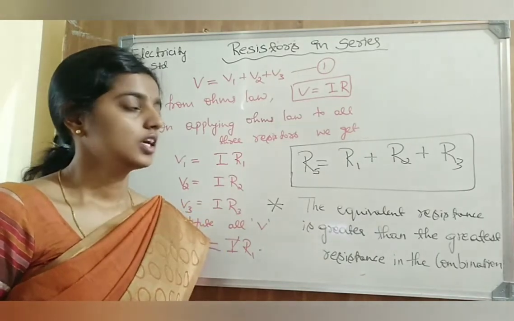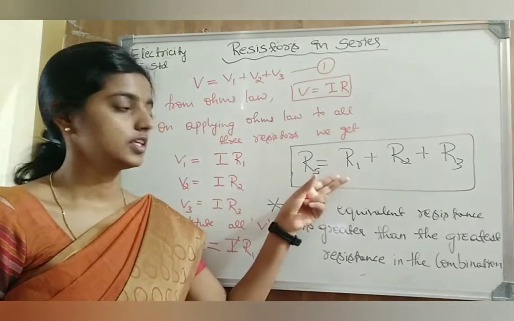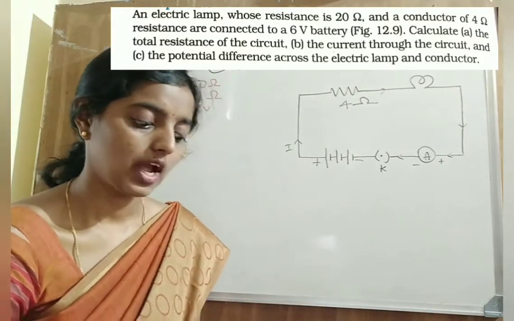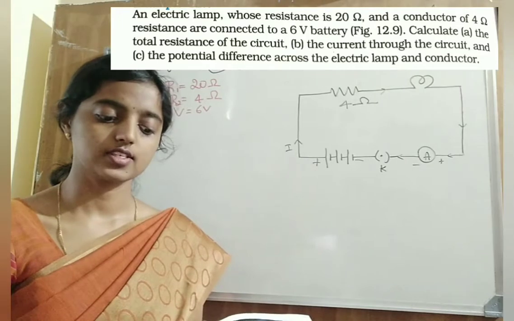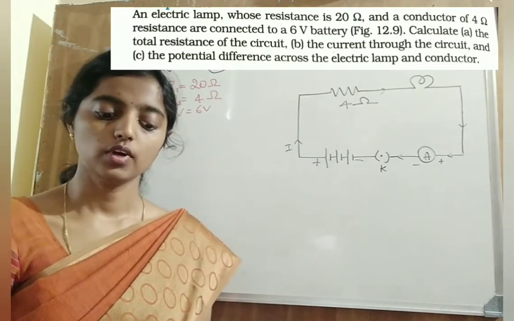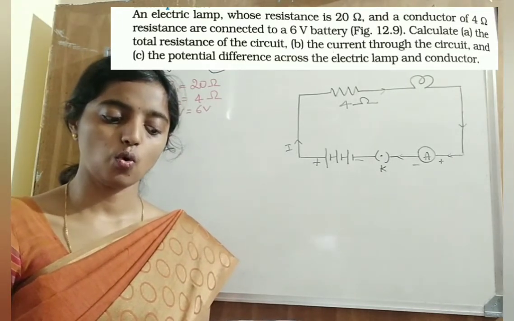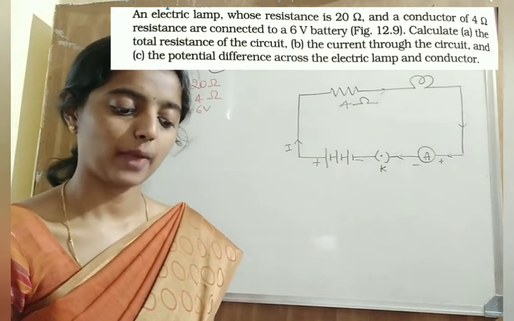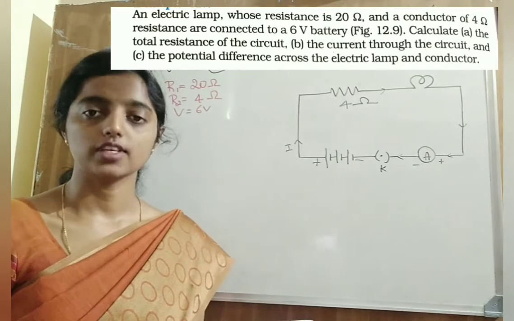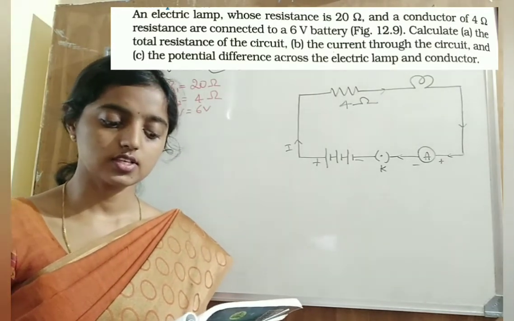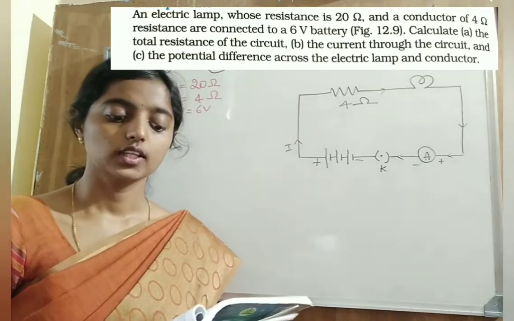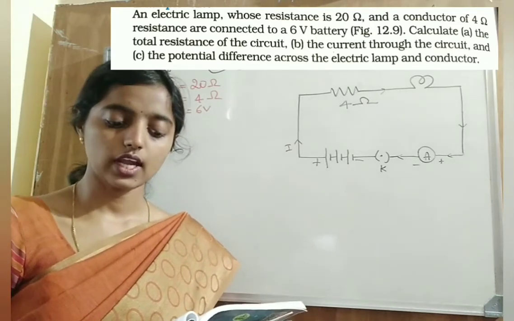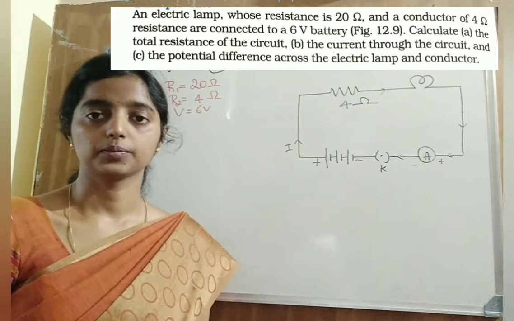Now we'll see how to solve the problem using this formula. Read and understand the problem. An electric lamp whose resistance is 20 ohm and a conductor of 4 ohm resistance are connected to a 6 volt battery. Calculate first, the total resistance of the circuit, second, the current through the circuit, and third, the potential difference across the electric lamp and conductor.